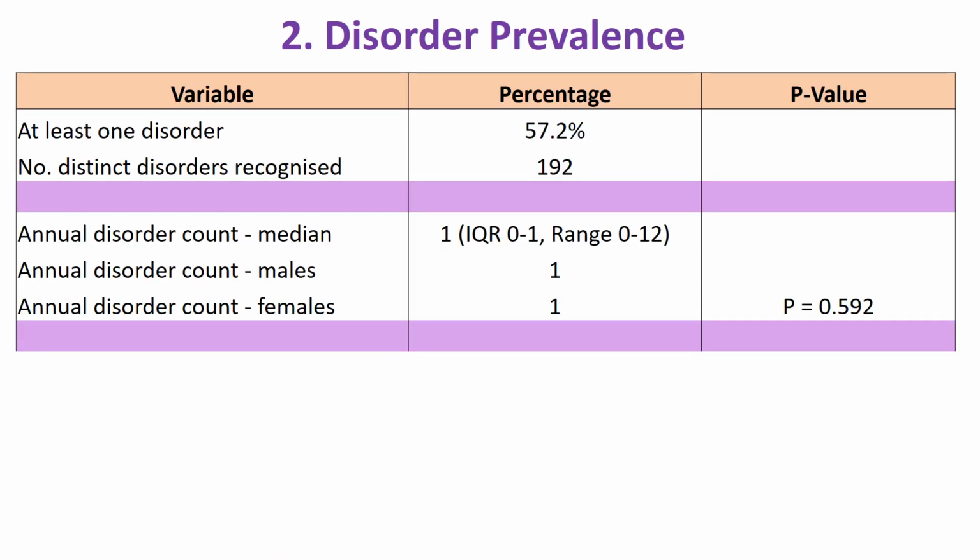Among the disorder prevalence, we had 57% of the rabbits had at least one disorder during 2013. And across the range of disorders, we had 192 distinct disorders recognized. The median annual disorder count was 1, and this did not differ between males and females.